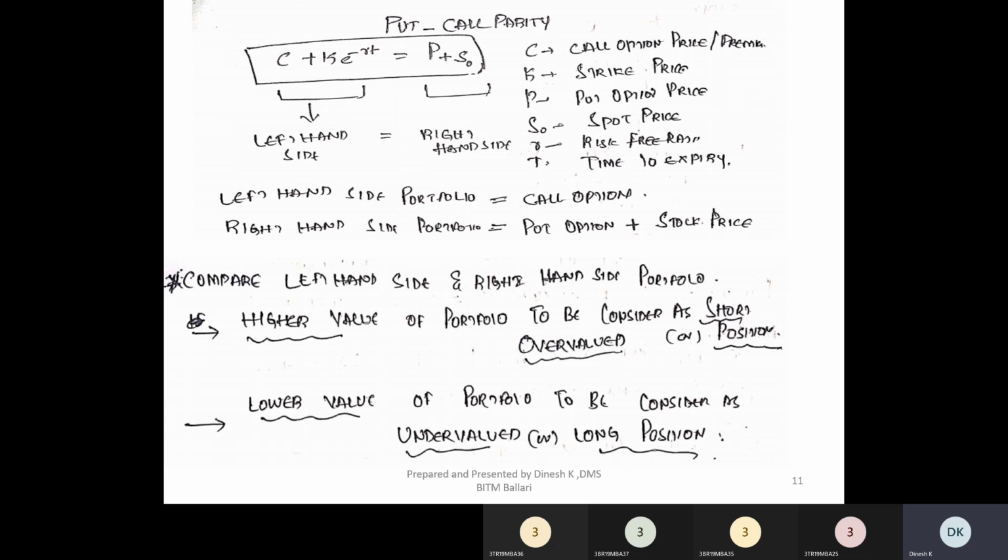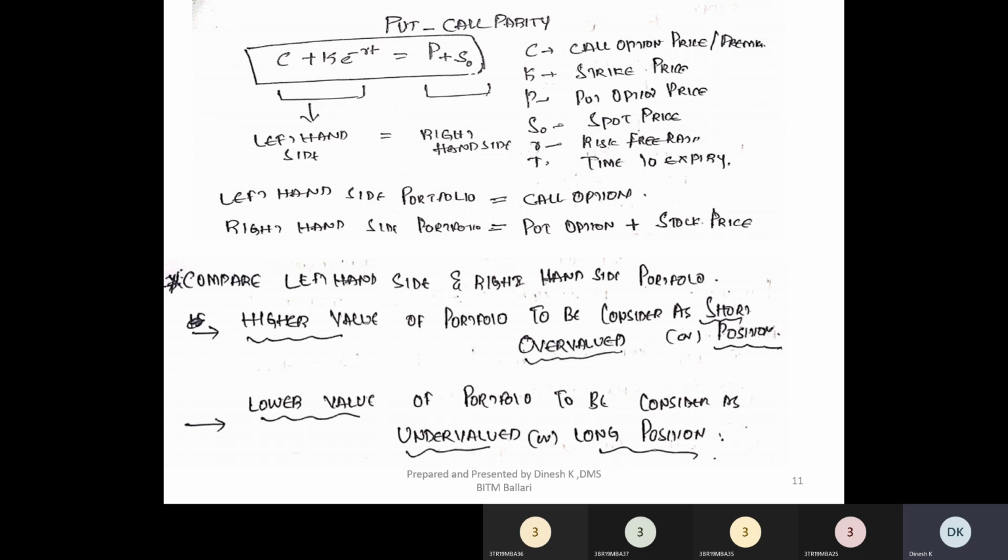So comparing the left hand side portfolio with the right hand side portfolio, when you compare the 2 values, one would be higher and one would be lower. When they are equal, both are the same. If they are not equal, one portfolio would have the higher value and the other portfolio would have the lower value, right?